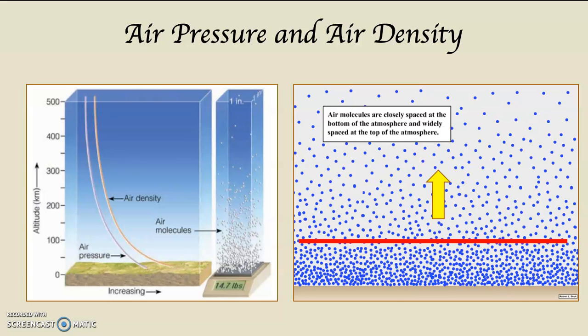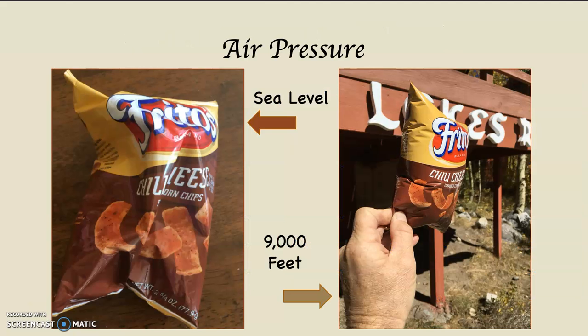Now look on the right-hand side. If the parcel of air we're talking about is where the yellow arrow is at, there's not a lot of molecules over the top of it. But if that parcel of air is down below that red line, you can see that there's significantly more molecules over the top of it, which adds weight. This is the reason that the parcel is able to expand and then contract.